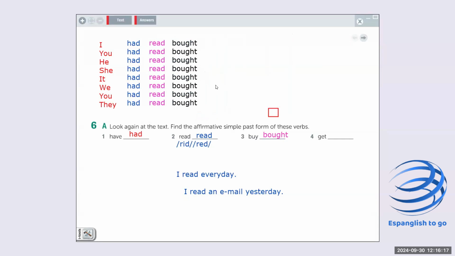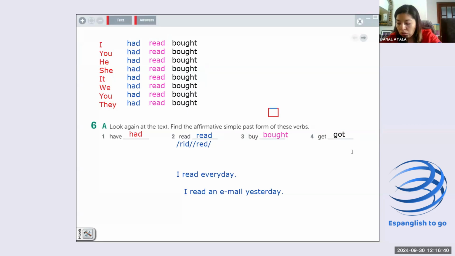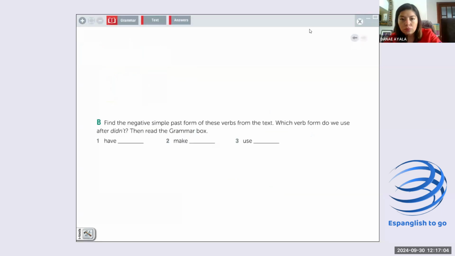Perfect. And what is the past of get? Got? Exactly. Very good. So these are irregular verbs. They change: have, had; buy, bought; get, got. Because they are irregular verbs, they change the form or keep the form like read, but with different pronunciation. Let's continue.